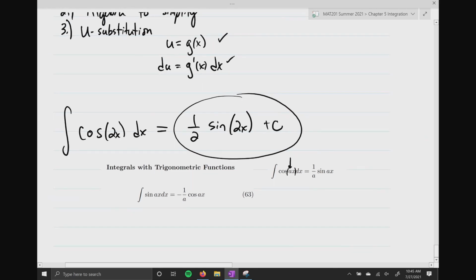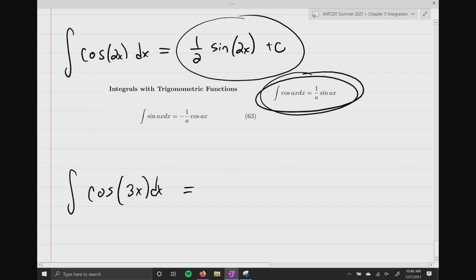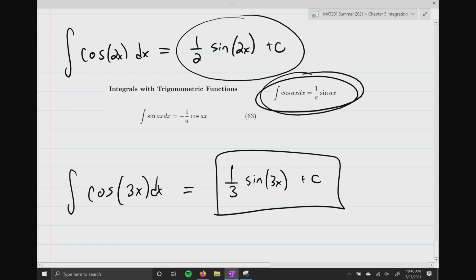So in reality, if I gave you this problem right here, you don't even have to use U substitution. You can just look at your table and say, well, that's the rule. So it's going to be 1 over 3 sine of 3x plus a constant. There are tons of tables out there. I will upload a table, one that I think is pretty good, and you can use that for your final.